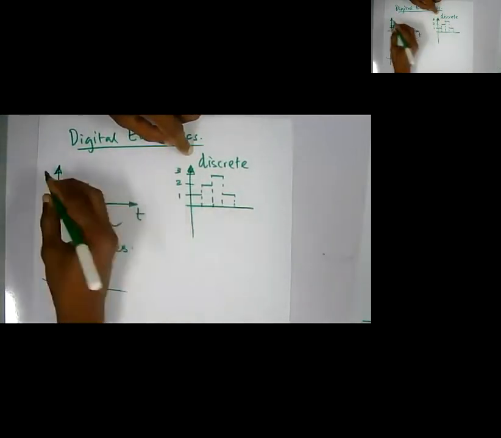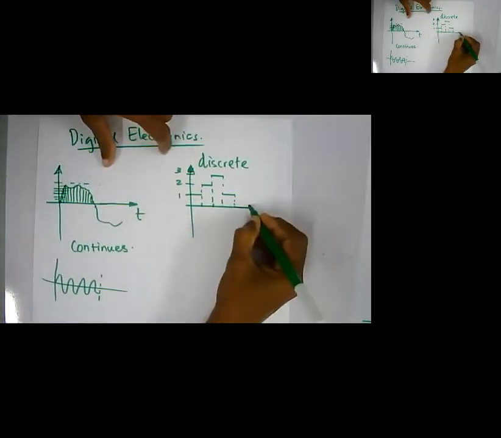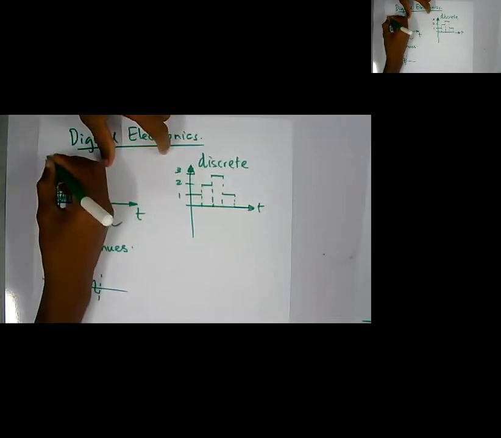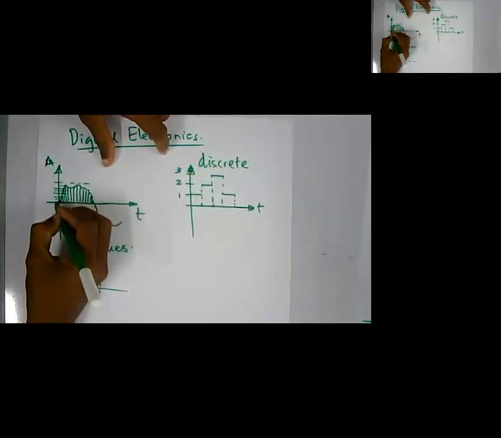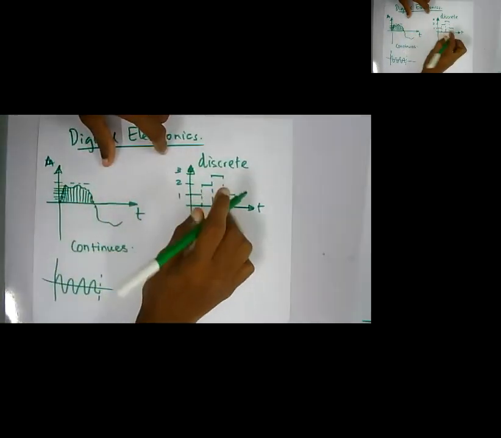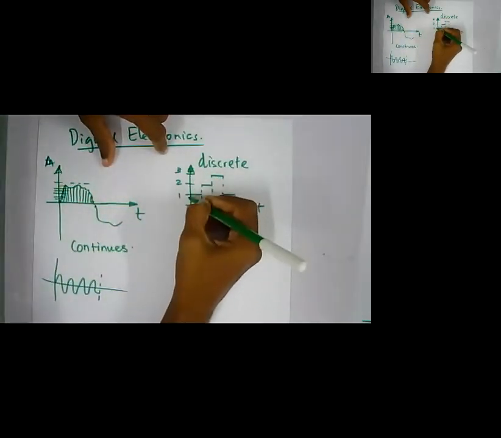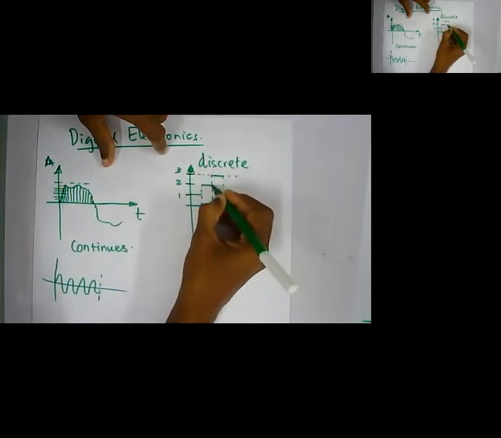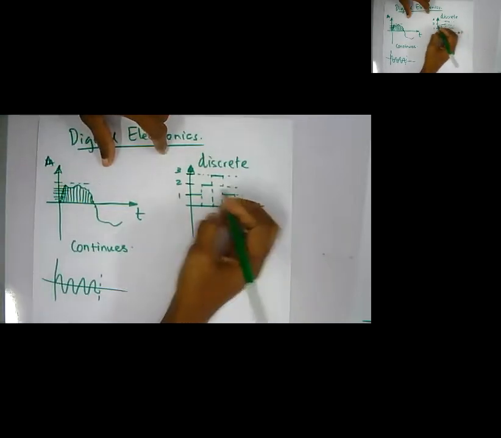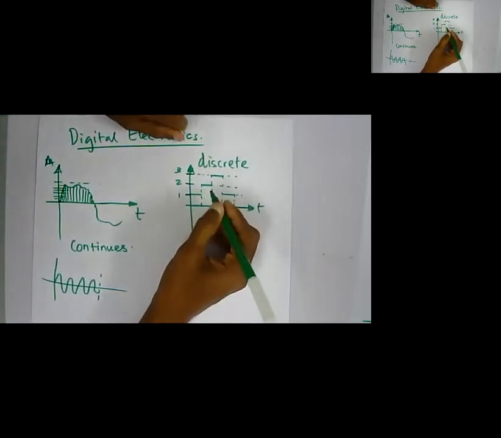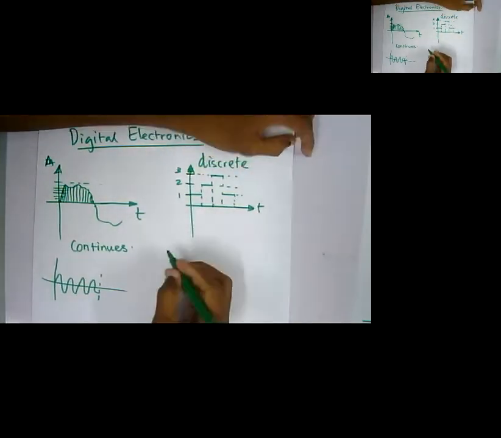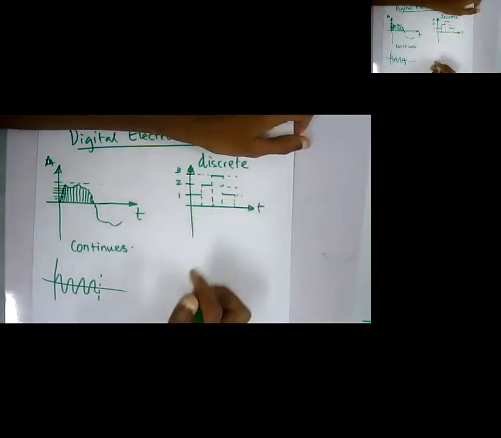Here, of course, time is always continuous. In the analog signal, your magnitude, let's call it A, is continuous. It could be 0, 1, 0.1, 0.01, point whatever. But in discrete, the magnitude is not continuous. They have discrete values. There is no 2.5, no root 2, no 1.5, no 0.5. So this is called discrete.